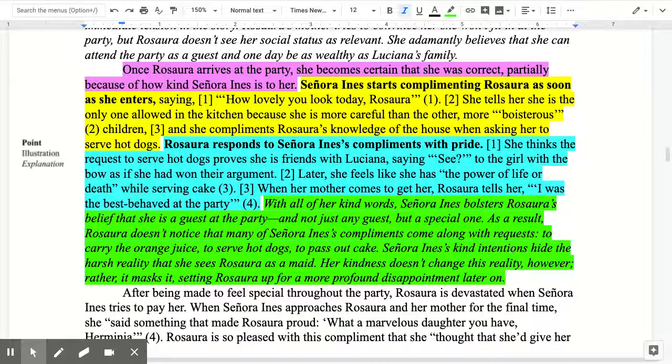Like in the previous paragraph that I talked about in the other video, I don't have an explicit conclusion sentence on here, because the last step of my analysis was a really effective conclusion sentence, actually, because it's talking about how this is setting Rosara up for a more profound disappointment later on. And then that's setting up my next paragraph, which is going to be about how Rosara is really devastated or very, very disappointed at the end of the party. So I'm just going to leave that as my conclusion.